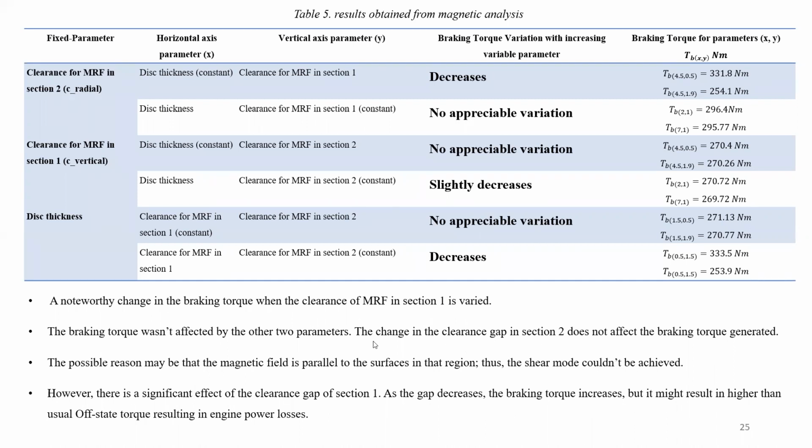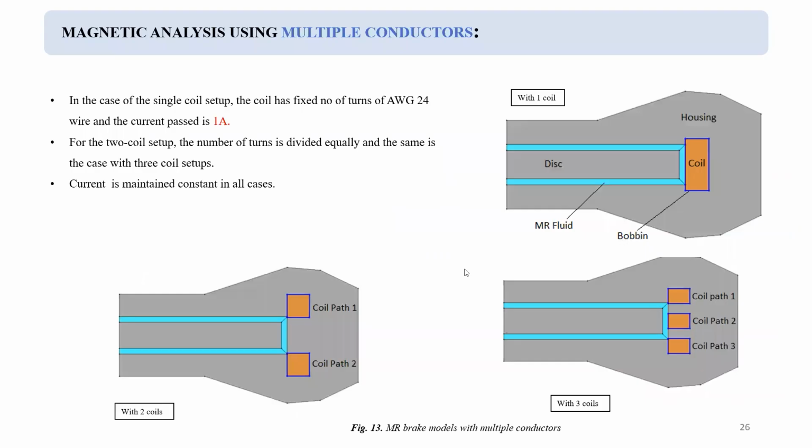In section 2, a change in the clearance gap does not affect the braking torque. That is what we found out: where we need to change the clearance and where we do not. There is no appreciable variation. If you change the disc thickness, there is not much variation, because 271 and 270 are almost the same. But if you change the clearance, it has a good effect. So clearance obviously has an important role to play. My students also studied with one coil: if you make only one coil like this, what will be the effect? If I divide it into two coils, what will be the effect? What about three coils?